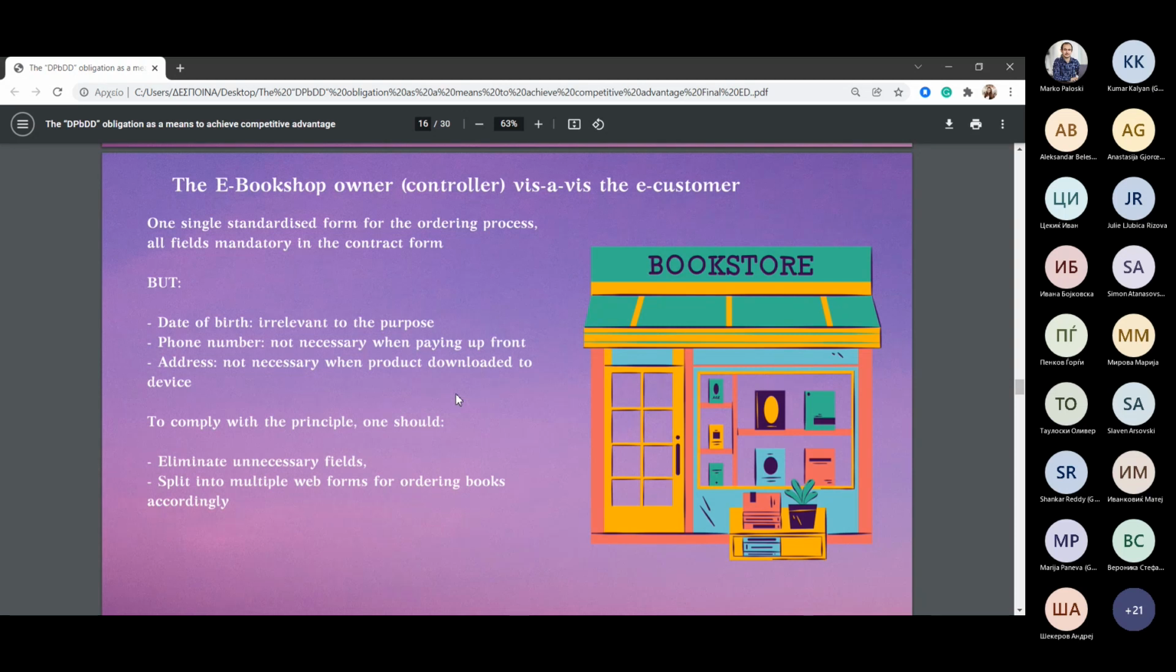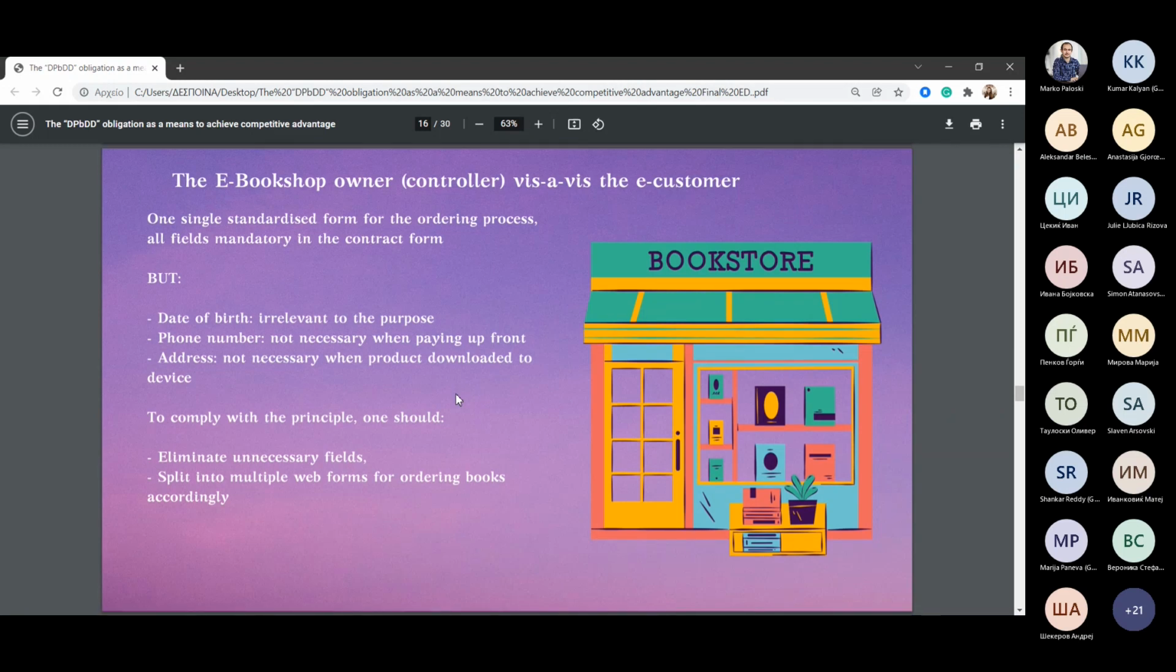So to comply with the principle, one should eliminate unnecessary fields in the contract form, or in another way, the controller might split into multiple web forms for ordering books accordingly to the version of the book order, or the version of payment, according to the circumstances.